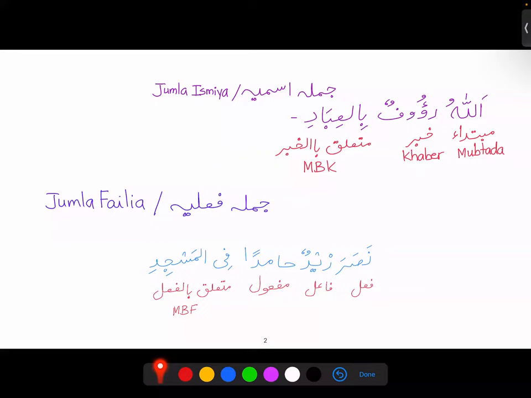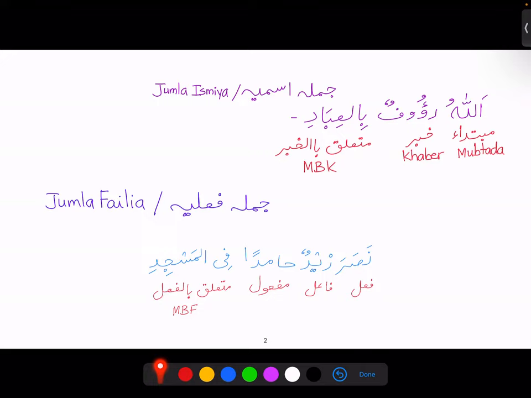If there was a jar majroor fragment in Jumla Ismiya, we were labeling it as MBK. When the same jar majroor fragment or zarf fragment, both of which we label as MBK, comes in Jumla Failure, we are not going to label it as MBK. Rather, we're going to say MBF. What's the difference? What does MBK mean? Mutalik bil khabar. Do we have khabar in Jumla Failure? No. So that's why we cannot say that this jar majrur fragment or zarf fragment is MBK.